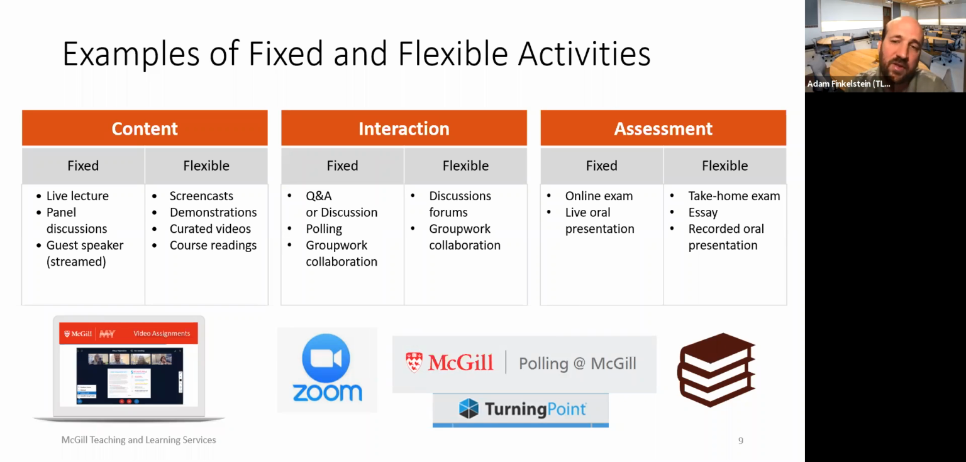And all of these three things in terms of content, interaction, and assessment are exactly what our next webinars are really focusing on, doing a bit more of a deep dive in each one of these to look at supporting you in making the right decisions.